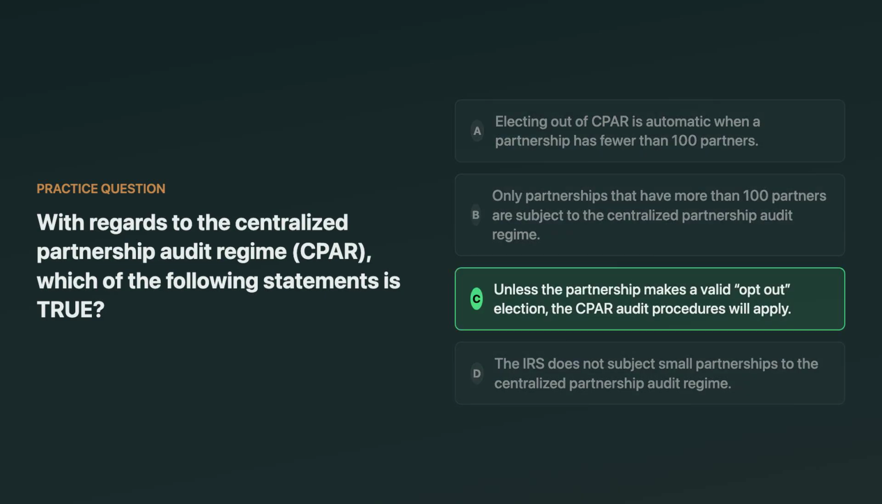The true statement is that CPAR applies unless the partnership makes a valid opt-out election. The tempting wrong answer is the one implying fewer than 100 partners means you're automatically out. That's not how it works. Being eligible to opt out is different from actually opting out. You have to make the election correctly, or CPAR procedures apply.